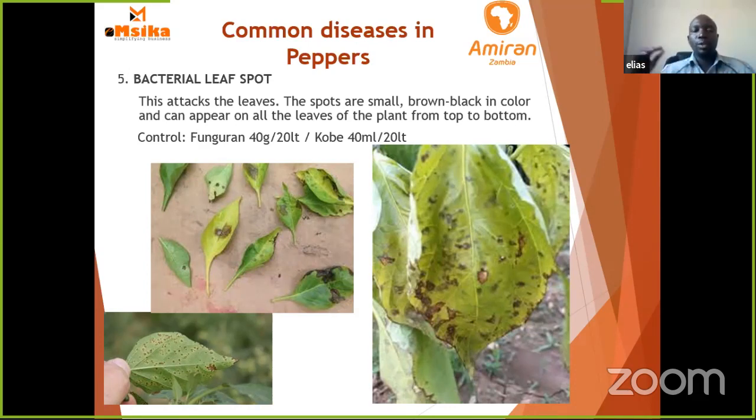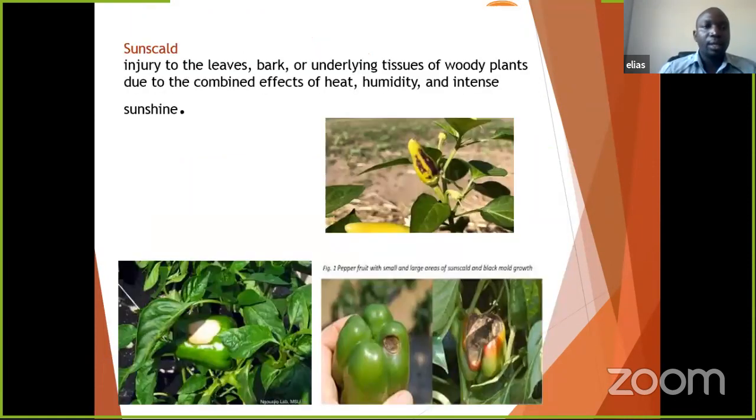So meaning that those new leaves that are not affected cannot be affected by applying the same. And that effect is also found in Kobe. So with those, you'll be able to control this disease. The other problem that you find in peppers is called sun scate.